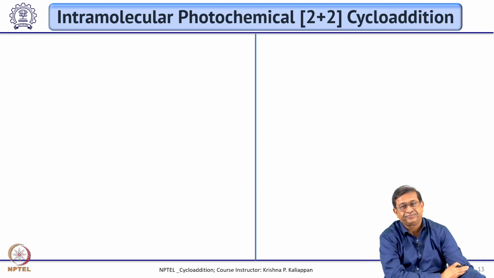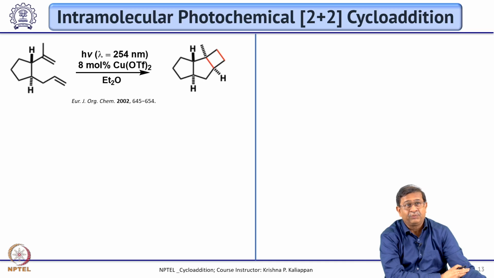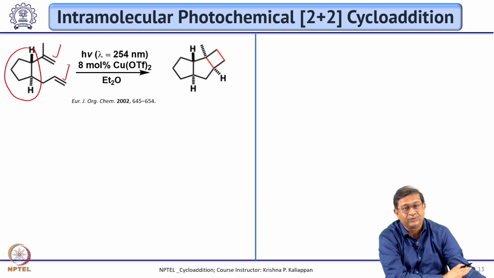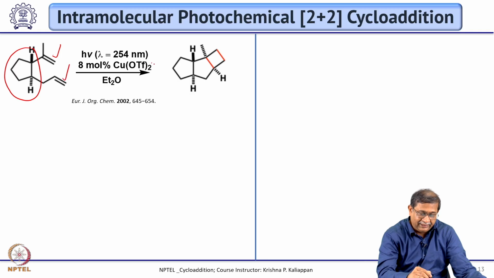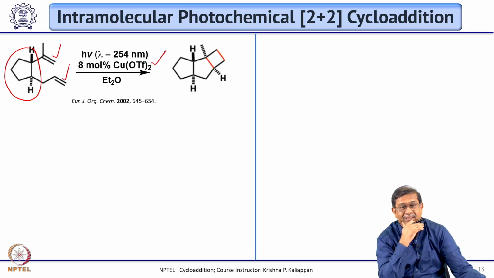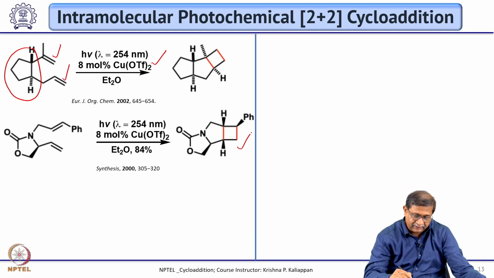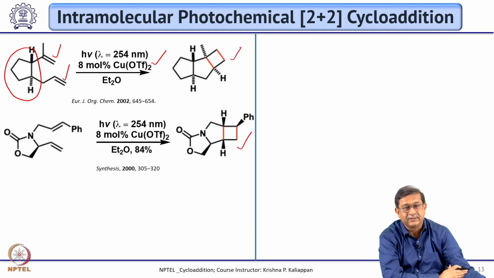And one can also do a lot of intramolecular photochemical 2+2 cycloaddition reactions. For example, it is already a chiral one and you have a disubstituted alkene and a monosubstituted alkene, and many times you can use Lewis acid like copper triflate, which actually facilitates this intramolecular as well as intermolecular 2+2 cycloaddition reaction. Here is another example. You get a tricyclic compound. In both the cases you can see the starting material is chiral.